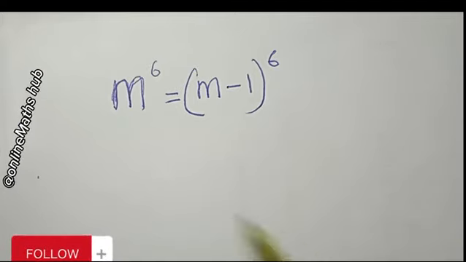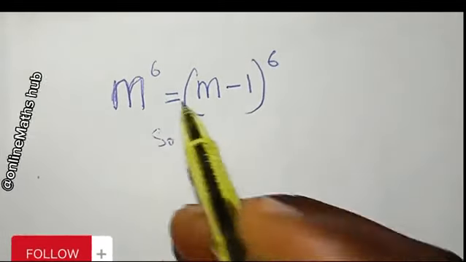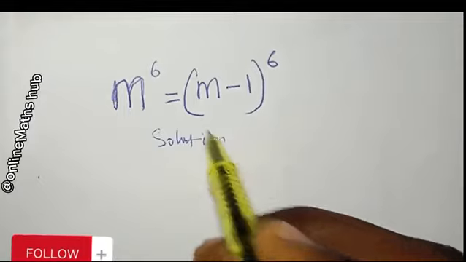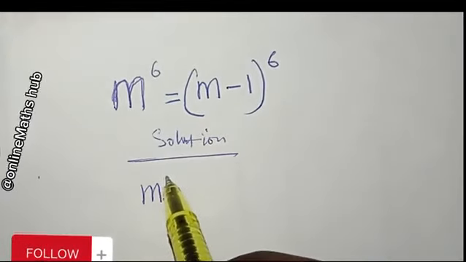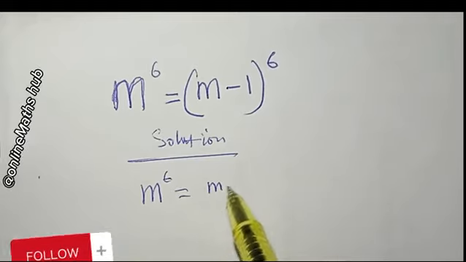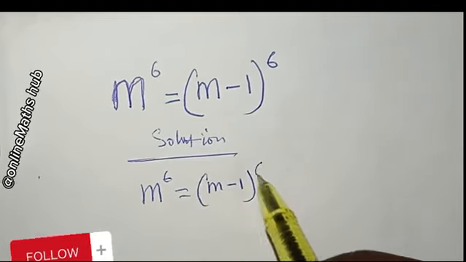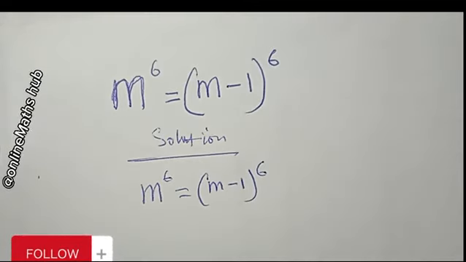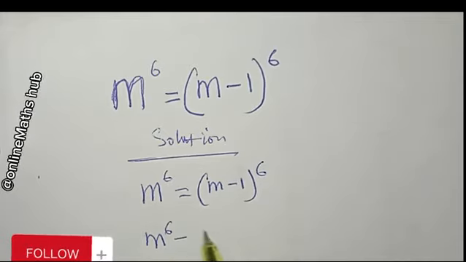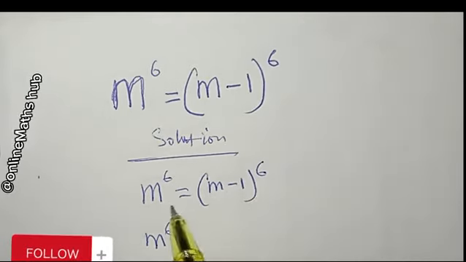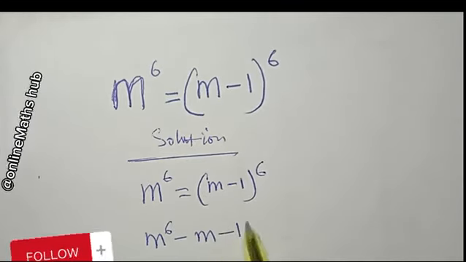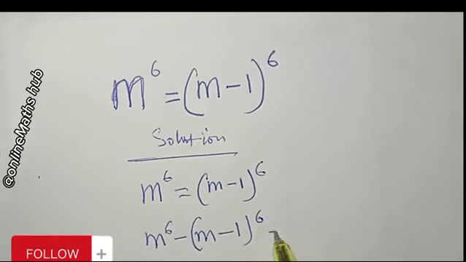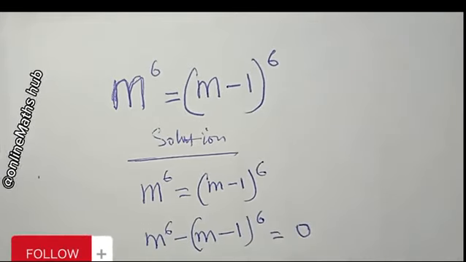Now, what I want to do is start by writing solution. I'll repeat the question. m power 6 is equal to (m minus 1) all power 6. What I want to do now is move this term at the right hand side to the left hand side, so that we're now going to be having m power 6 minus, so when this crosses here, it becomes minus (m minus 1) power 6 is equal to 0.